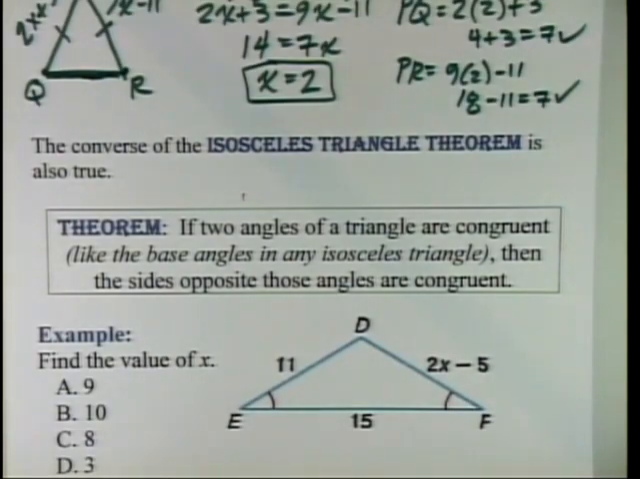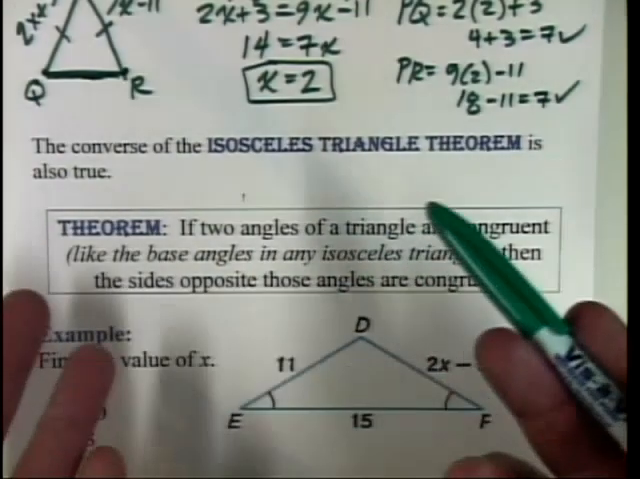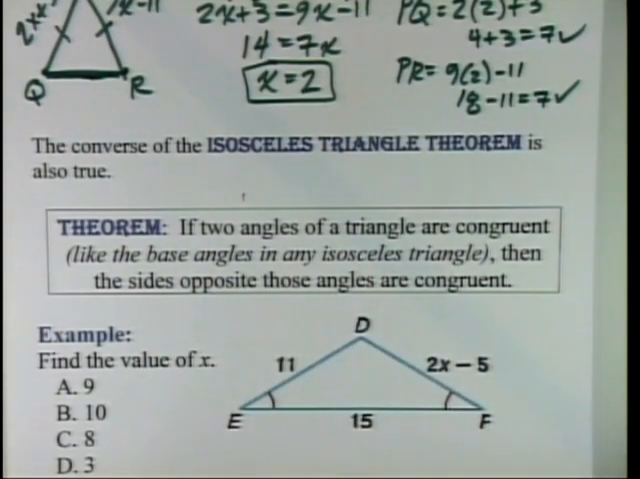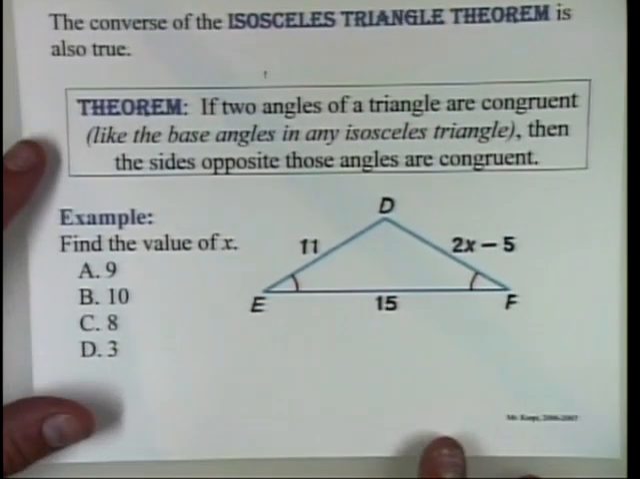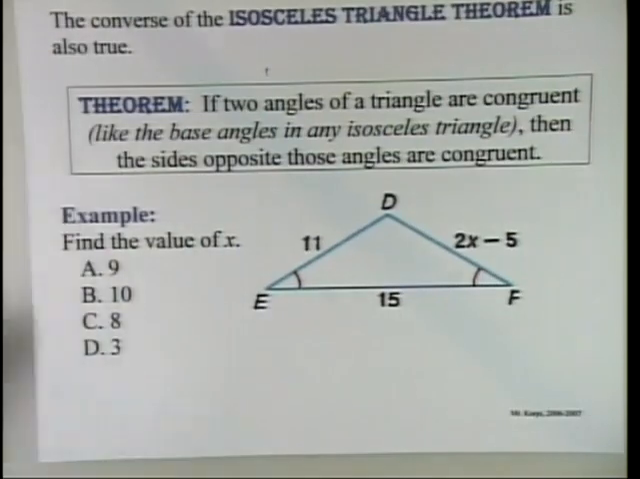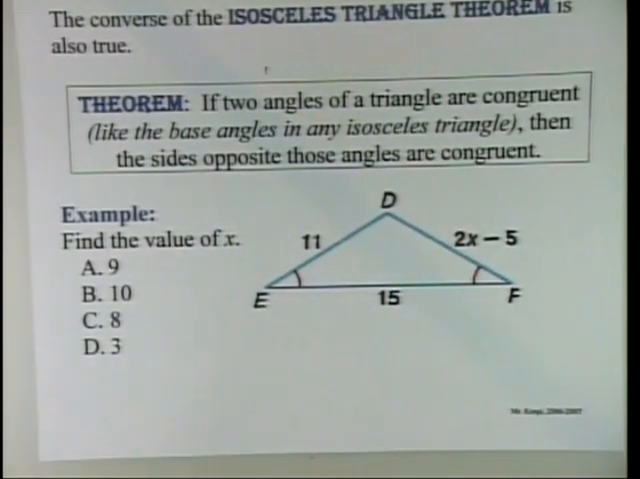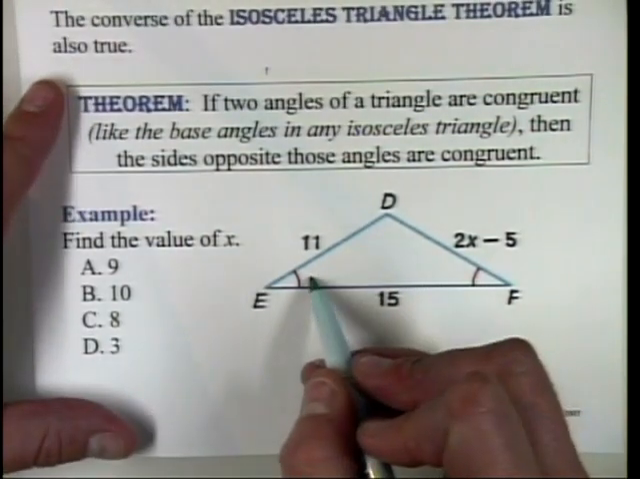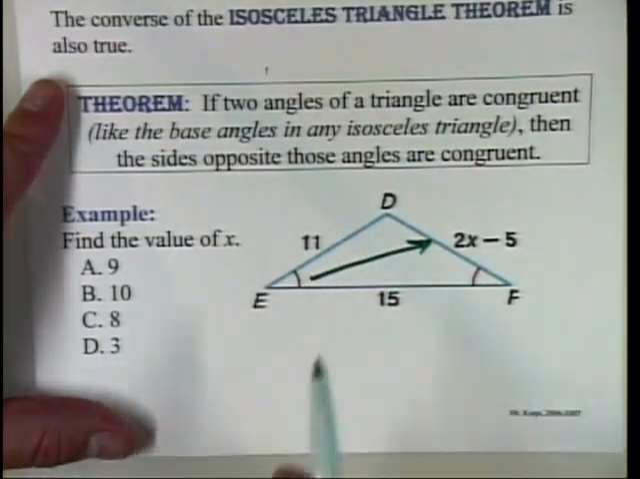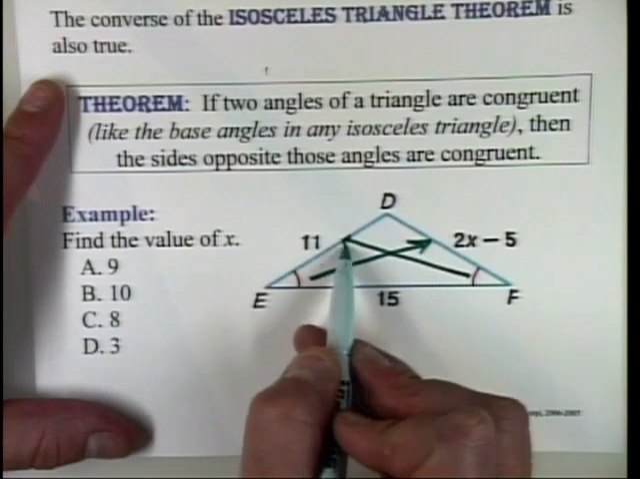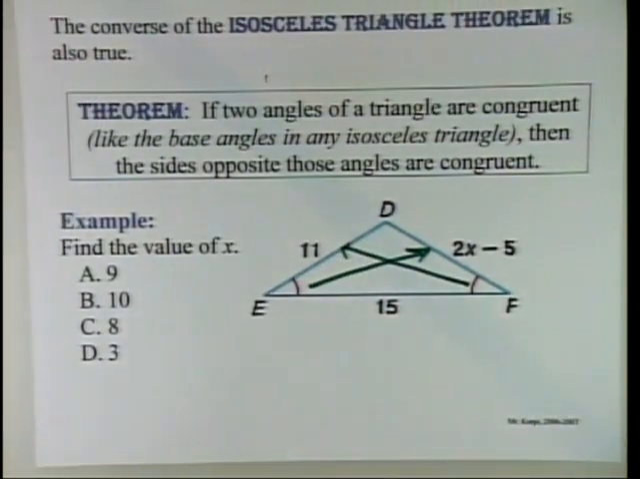So it's the converse of the isosceles triangle theorem, which by now you should realize is really an if and only if statement. So let's look at this example here. We have triangle DEF, and these two little red arcs mean that these two angles are congruent. So by the converse of the isosceles triangle theorem, we know that the measure of that side opposite this angle and the measure of that side opposite that angle have to be congruent, the same measure.